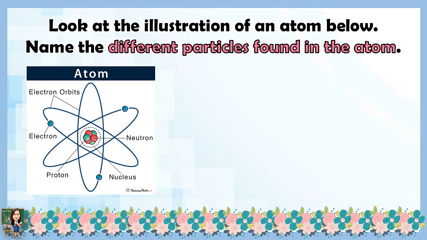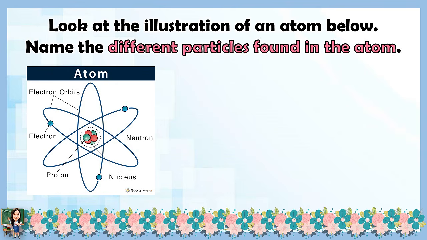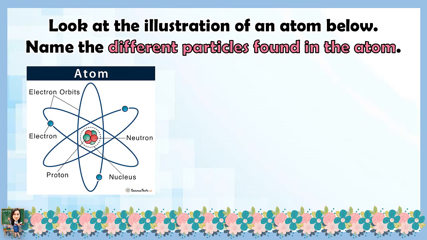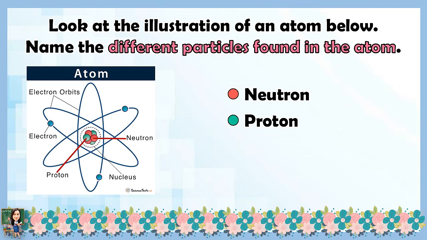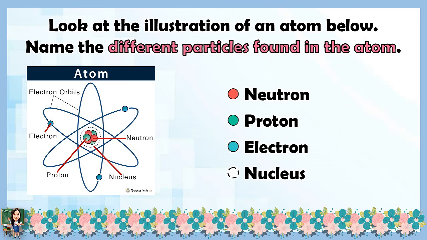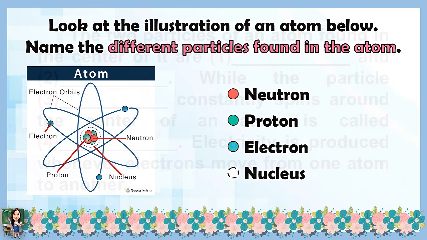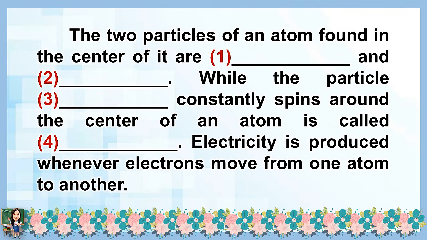Look at the illustration of an atom below. Name the different particles found in the atom. Here are the different particles found in the atom: neutron, protons, electron, and nucleus. And now, let us find out what are the four missing words.